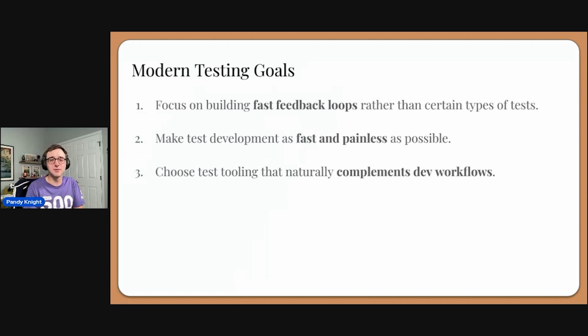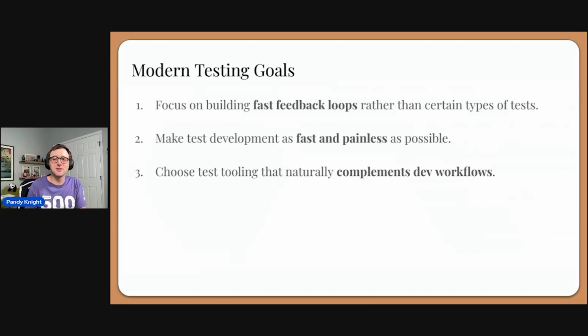And so I think it's time that we reassess what our testing goals should be for modern software development. I have 3 points that I want to challenge you all on. 3 kinds of goals I think that we should have. Number 1, we should focus on building fast feedback loops rather than certain types of tests. To me, the kind of test you write doesn't really matter. I don't care if it's unit, API, UI, command line, whatever, right?